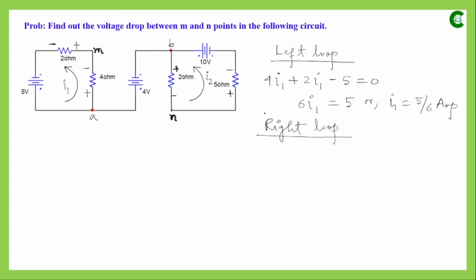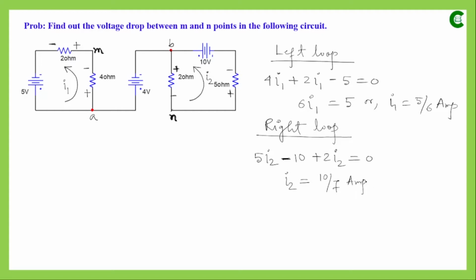Now if we apply KVL one by one, if we consider the voltage values, then for the 5 ohm resistor it will be 5 I2, then for the voltage source it will be minus 10, then for the other resistor it will be plus 2 I2, and the algebraic sum of all these voltages will be equal to 0 as per KVL. So the value of I2 will be 5 plus 2, 7, and if we take 10 on the other side it will be 10 divided by 7. So this will be 10 by 7 ampere.